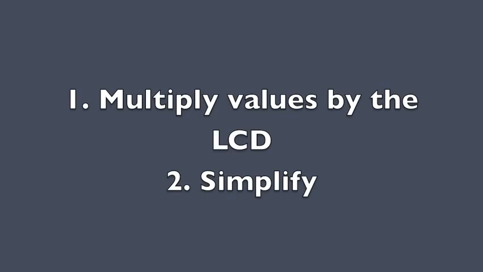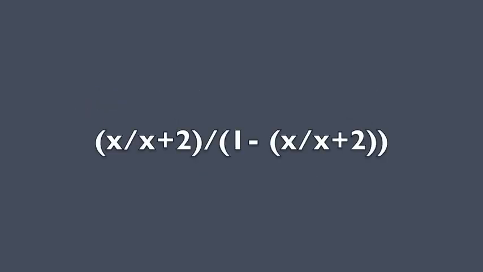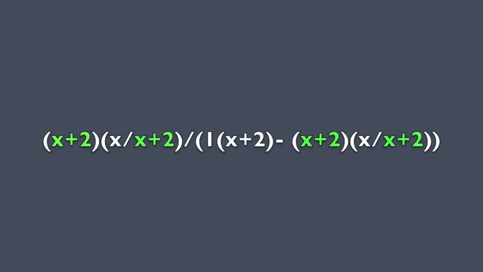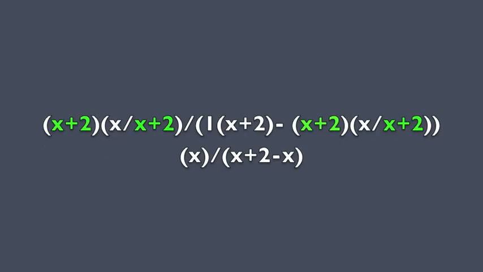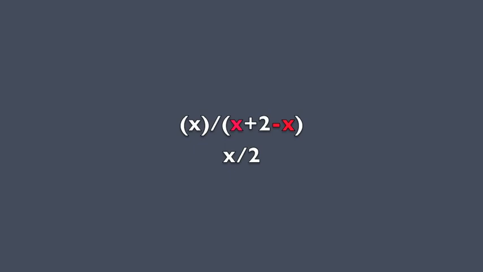Let's start with the rules. You have to start by multiplying all values by the least common denominator. So, how would you simplify x over x plus 2 over 1 minus x over x plus 2? Using the rules of the LCD, would the LCD be x plus 2? Exactly, Jackson. You then multiply each part by x plus 2. So you get x over x plus 2 minus x. Are we done? Not quite. We have to simplify. So the answer is x over 2.